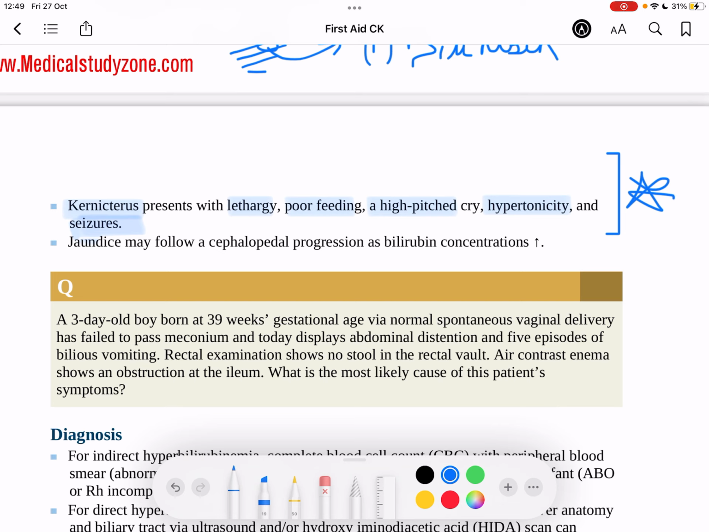Jaundice may follow a cephalopedal progression as bilirubin concentrations increase. So if you've ever been on your pediatrics rotations and you've seen neonates and young babies, infants, you'll often see that physiological jaundice follows a cephalopedal progression. It starts in the head and then it eventually goes to the distal extremities.